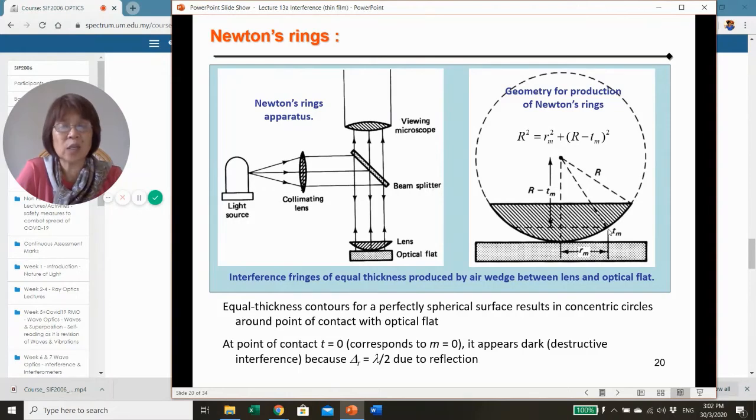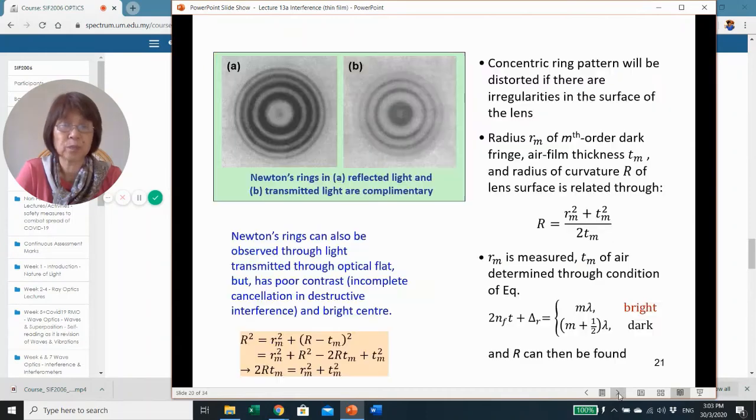You will get equal thickness contours, especially if this surface is a perfect circle, or in other words, a perfectly spherical surface. If there are any irregularities, they will come out as a distortion to the circular fringes, which form concentric circles. Now, at the point of contact here, where thickness equals 0, we have an internal reflection up here, and at the bottom, you have the external reflection. So there would result a relative phase difference of lambda over 2 due to reflection.